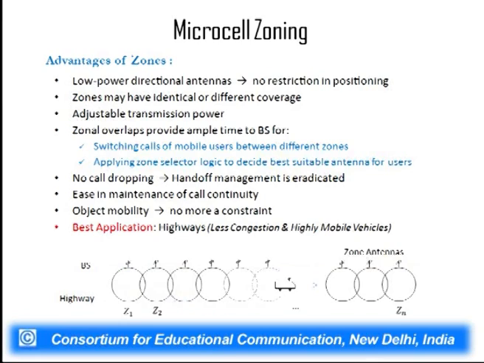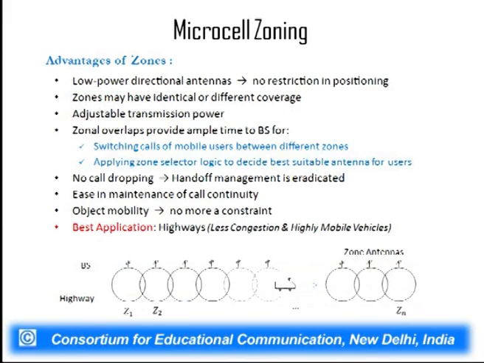So the research problem can be put this way: what should the overlap region be, and how do we optimize this area? This is a very important concern for network administrators. Now obviously no call is dropped. Why? Because there is no handoff, so handoff management issues are all eradicated. So the call never drops, which means the quality of service is maintained. Connectivity and continuity are the two important features as far as quality of service is concerned, and at the connection level these two issues are well handled by the microcell zoning concept. What else? There is ease in maintenance of call continuity for sure, and object mobility.